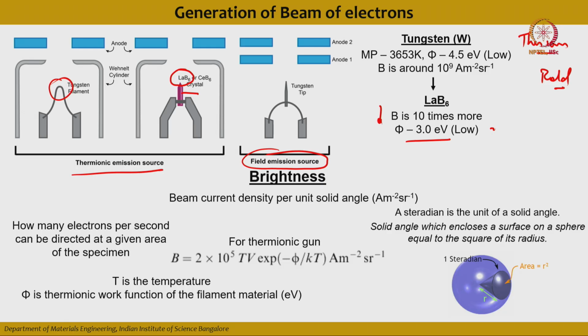Now there is another source which is called a field emission source. In the field emission source, we also use a very sharp tungsten tip. So the radius of the tip at the apex will be less than 50 to 100 nanometers. A sharp tungsten tip is used, and usually the electrons are accelerated by generation of an electric field.